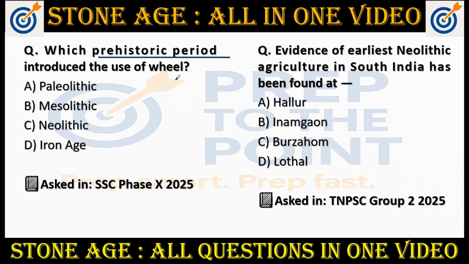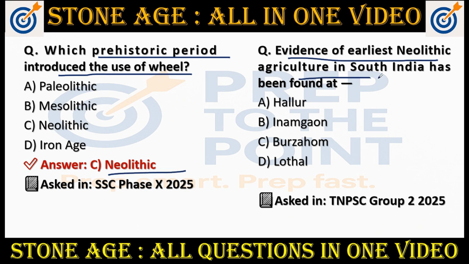Which prehistoric period introduced the use of the wheel? The correct answer is Neolithic. Evidence of earliest Neolithic agriculture in South India has been found at Hallur.